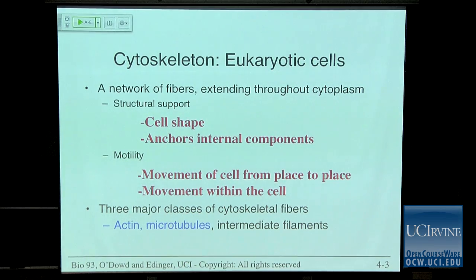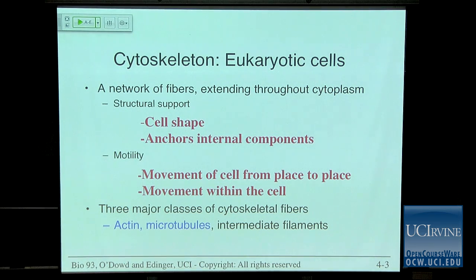Now we're going to get started on the content for today, which is the cytoskeleton. This is a network of fibers that extends throughout the cytoplasm of all eukaryotic cells. And it's important for 2 major things: structural support in the cell and motility. What I mean by structural support is it's important for helping to maintain the cell shape, as well as anchoring internal components within the cell.